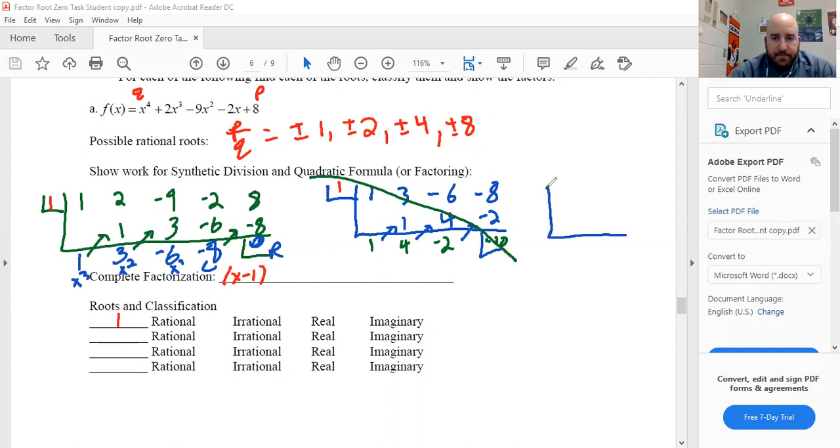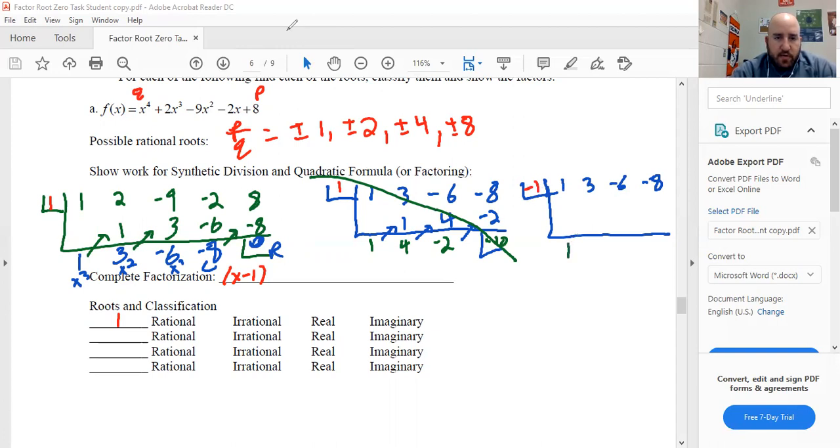So we got to try it again. And again, we don't go back. Even though this didn't work, doesn't mean we go back to 1, 2, negative 9, negative 2, and 8. We still use 1, 3, negative 6, negative 8. But now we got to use negative 1. Positive 1 didn't work, now we use negative 1.